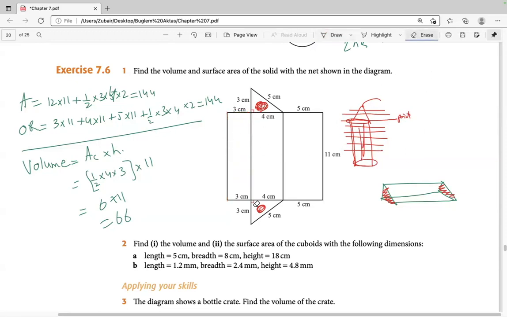So we consider these triangles as cross-sectional area into the distance between them, which is 11. Clear? The distance between them? Yes, this distance is 11. Why do we use distance? We call it height or length or distance. It's the same. Volume equals area of cross-section into height.